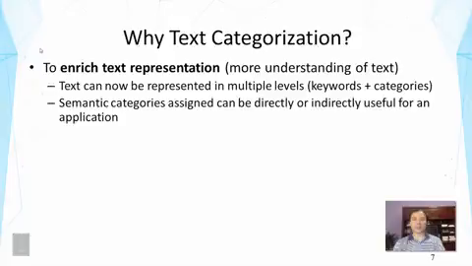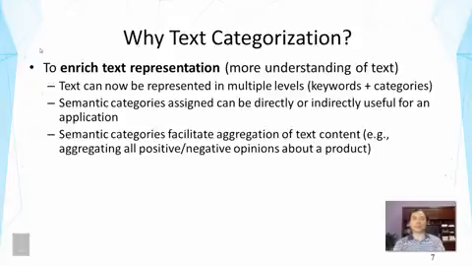Semantic categories assigned can also be directly or indirectly useful for application. So for example, sentiment categories could be already very useful, or author attribution might be directly useful. And another example is when semantic categories can facilitate aggregation of text content. And this is another case of applications of text categorization.